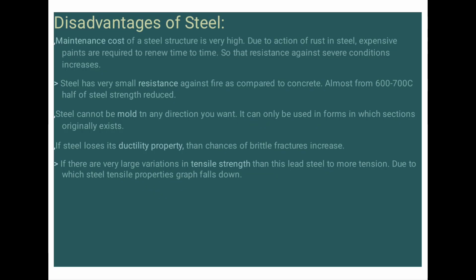Now we will discuss the disadvantages of steel. The disadvantages are very few, and these are: the maintenance cost of steel is very high due to the action of rust on the steel. Expensive paints are required to renew it from time to time so that resistance against severe conditions increases.